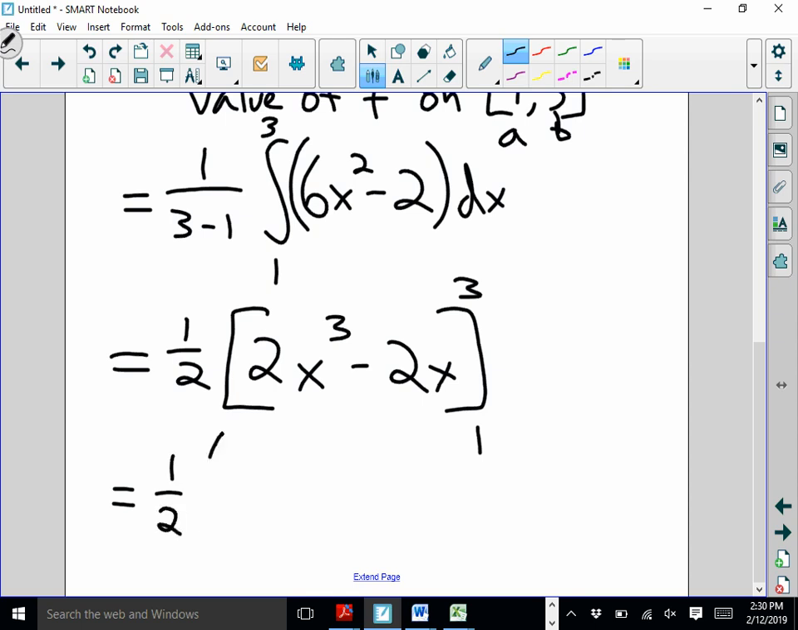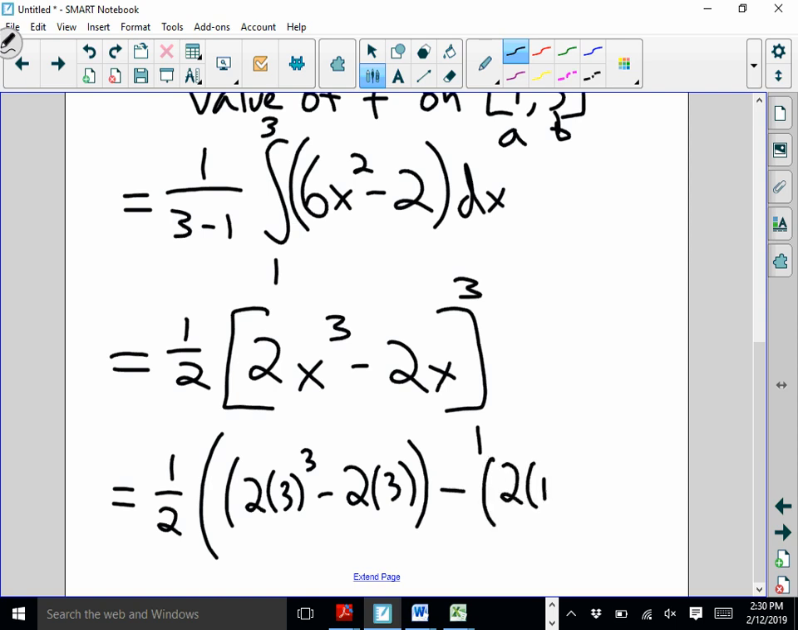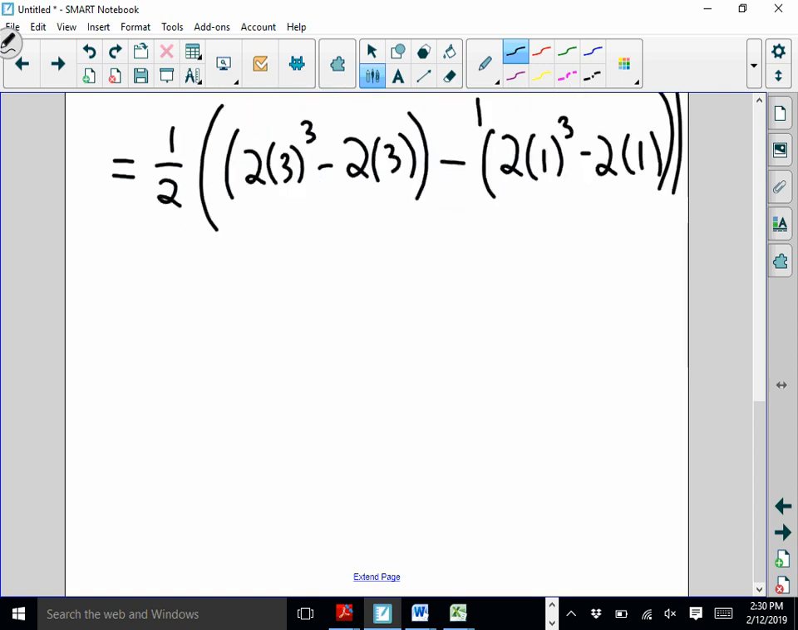Now I'm going to plug in 3, and then plug in 1 and subtract the two. So I'm going to have 2 times 3 cubed minus 2 times 3, minus 2 times 1 cubed minus 2 times 1. And again, every step that I'm simplifying this, I can't forget about this 1/2. This is what people forget. And they just end up solving the definite integral and they miss points on it.